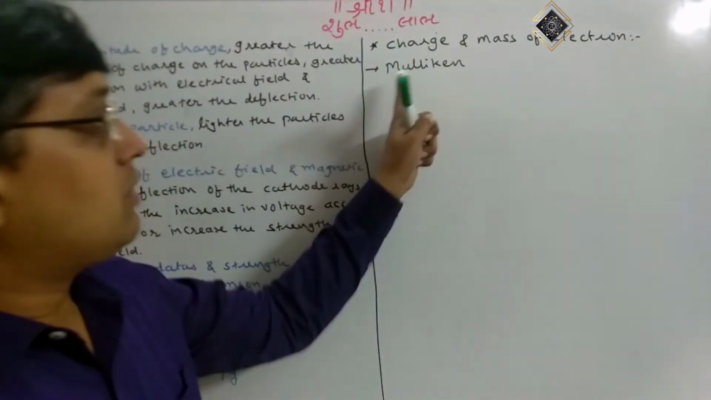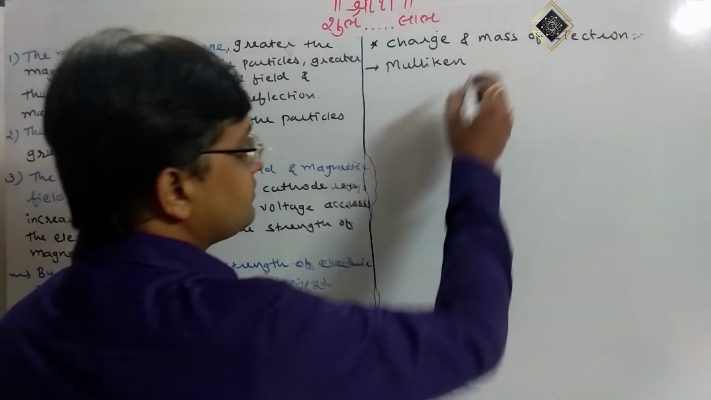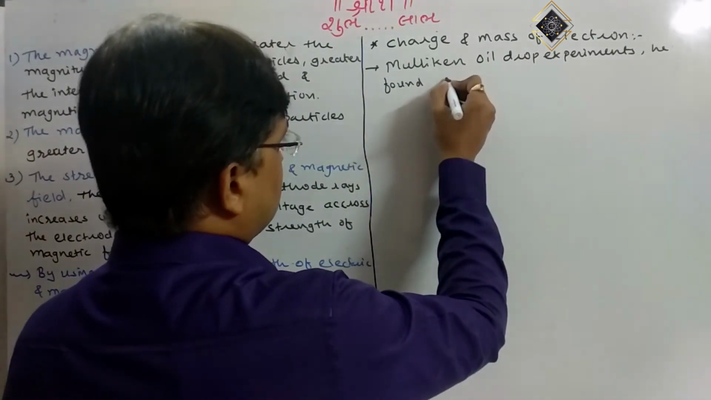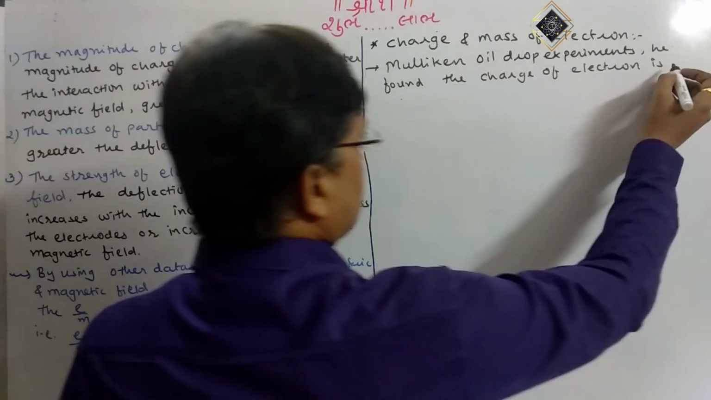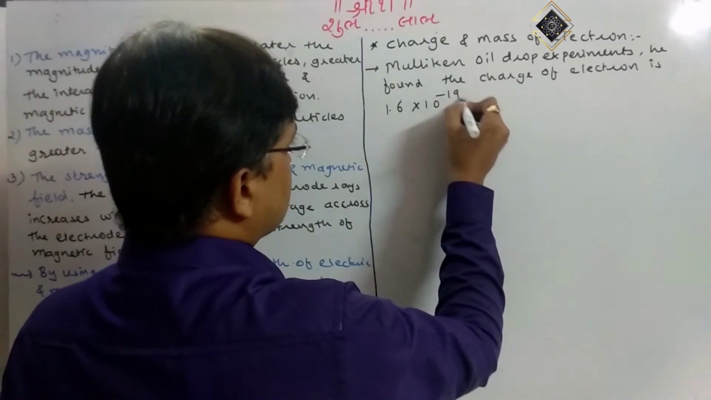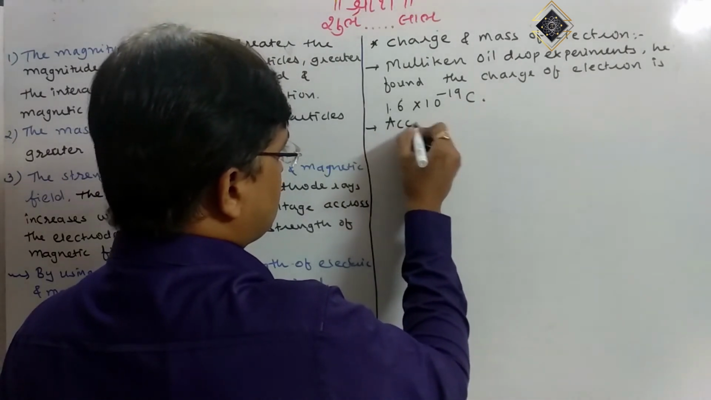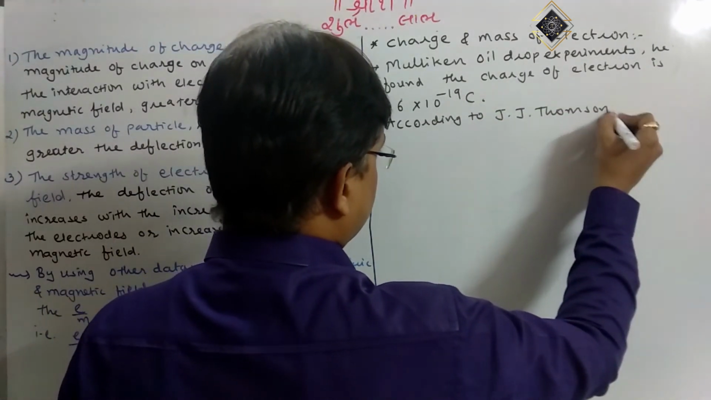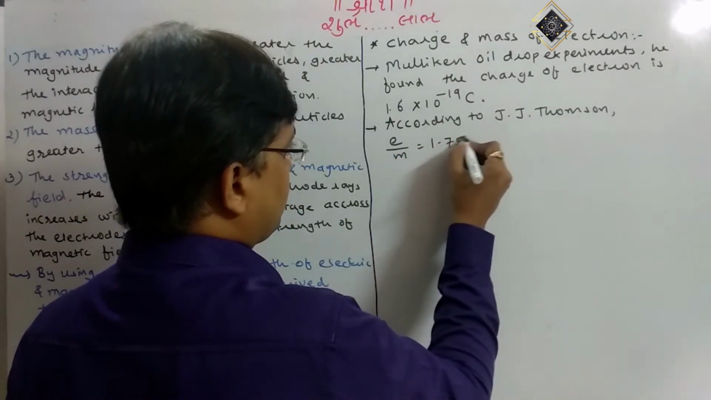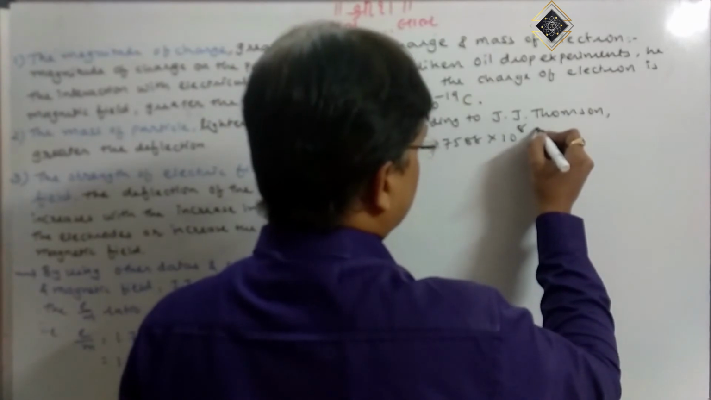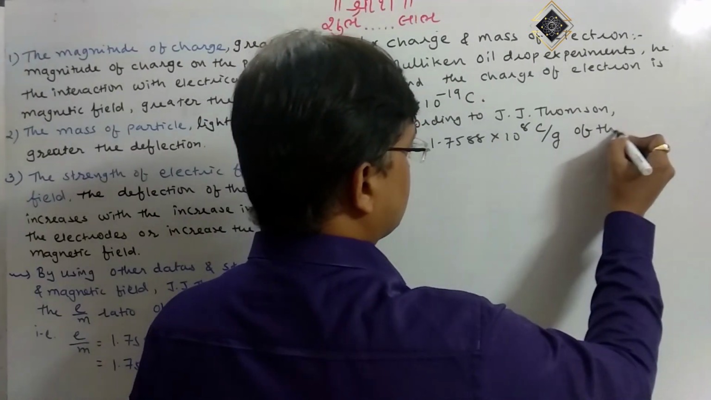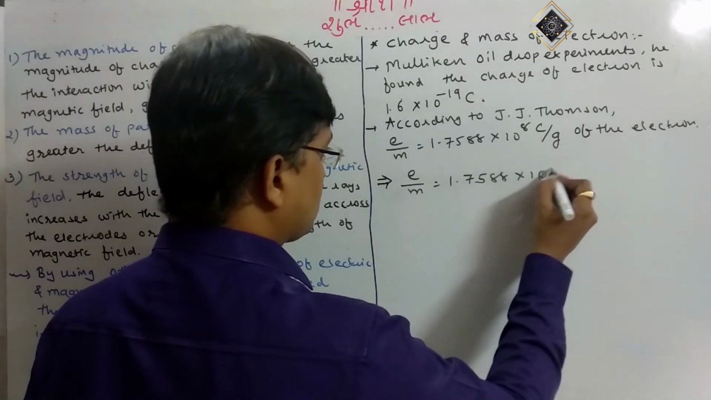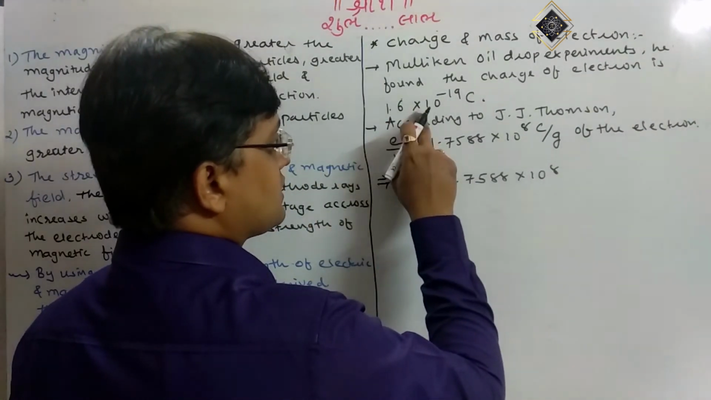Charge and mass of electron. In Millikan's oil drop experiment, he found the charge of the electron is 1.6 into 10 raised to minus 19 coulomb. According to J.J. Thomson, e/m is 1.7588 into 10 raised to 8 coulomb per gram of the electron. This implies that e/m equals 1.7588 into 10 raised to 8, and e, the charge of the electron, is 1.6 into 10 raised to minus 19 coulomb.